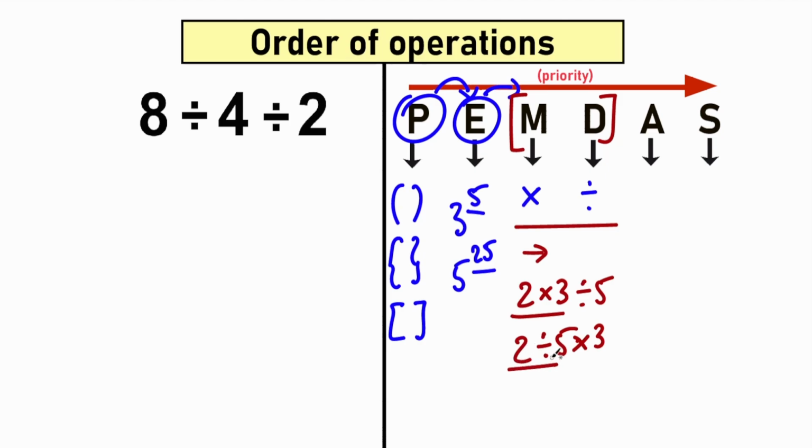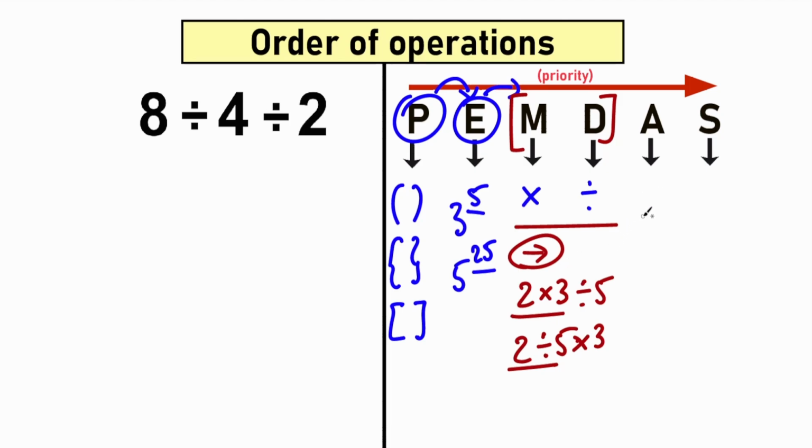So as you can see, multiplication and division are tied for priority, so if you had a problem that had both multiplication and division, then you're supposed to work it from left to right. Here is the key moment. We need to work it from left to right.